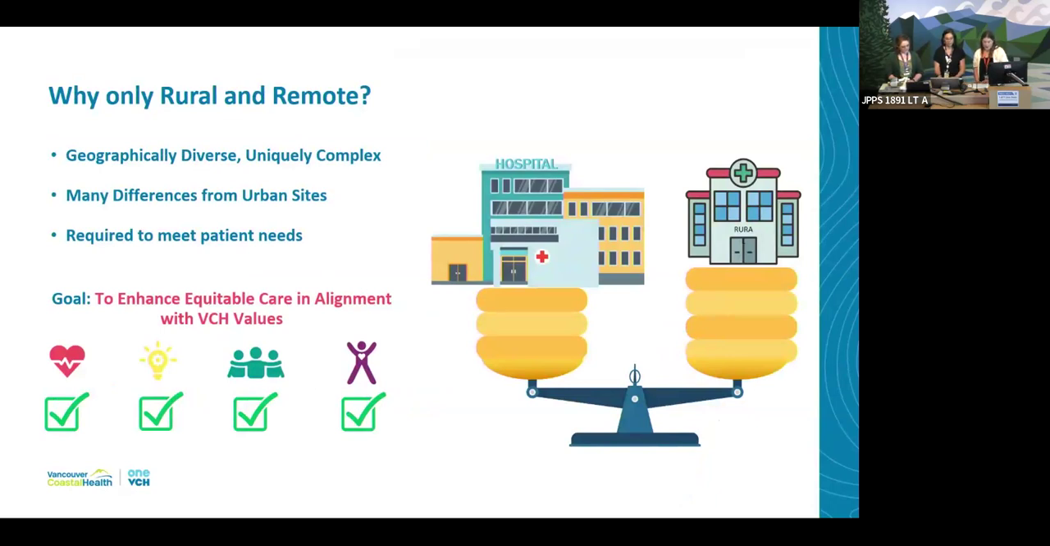So why rural and remote? Coastal, rural, and remote sites operate differently than urban sites, and even compared to each other. Their geography, site, skill mix, and access to resources make them each beautifully unique and requires thoughtful consideration when planning large-scale implementations. The rural and remote sites within VCH have a variety of differences compared to their urban counterparts, including but not limited to RT coverage, if any, RN as first call, heavy reliance on travel nurses, and limited on-site provider coverage overnight.